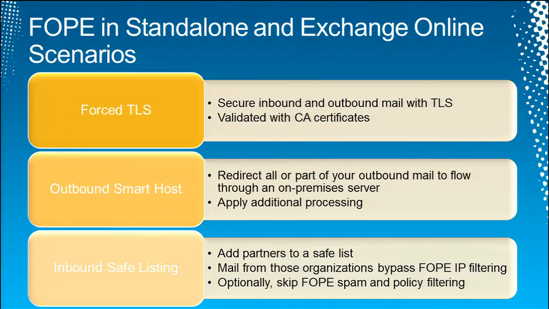So there's a few different scenarios that we allow. We've already talked about the forced TLS, so we won't go through that. We'll show you the different scenarios in a sec. Then we have outbound smart hosts. So you can actually redirect some of your mail to a specific host or not. You don't have to just use DNS routing. You can force additional filtering on that or not. And then inbound safe listing, and we already touched on that as well.